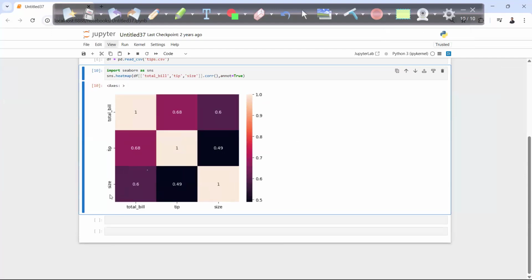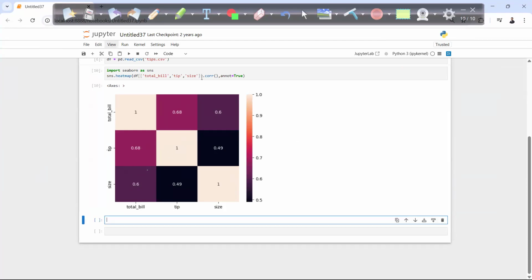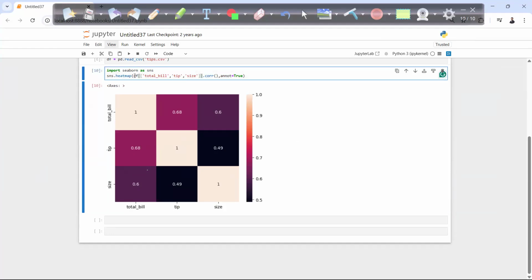So basically relationship between the size and total bill is 0.6 correlation. Size and tip is 0.49. Tip and total bill is 0.68. You can see the same thing using the scatter plot as well.